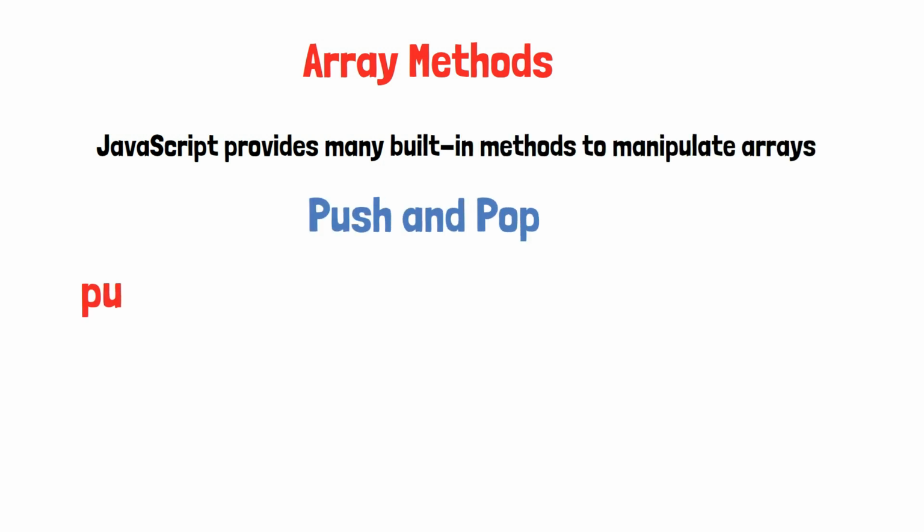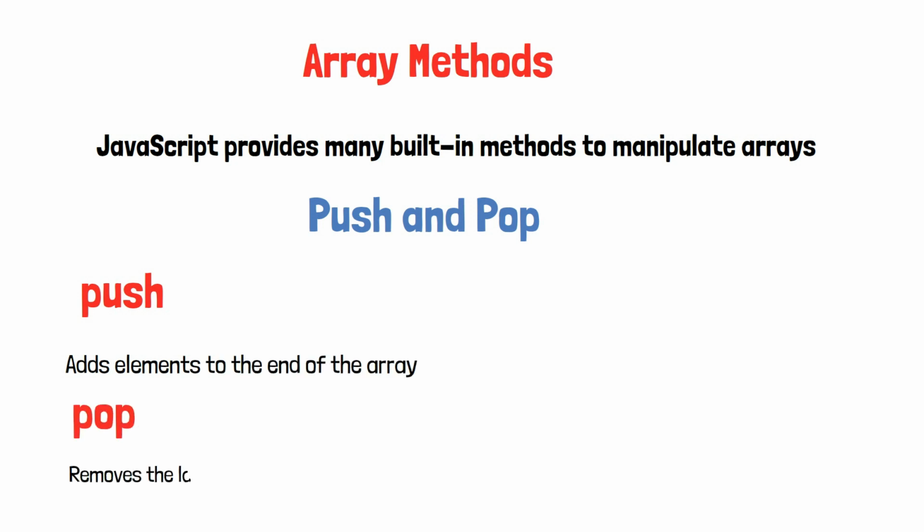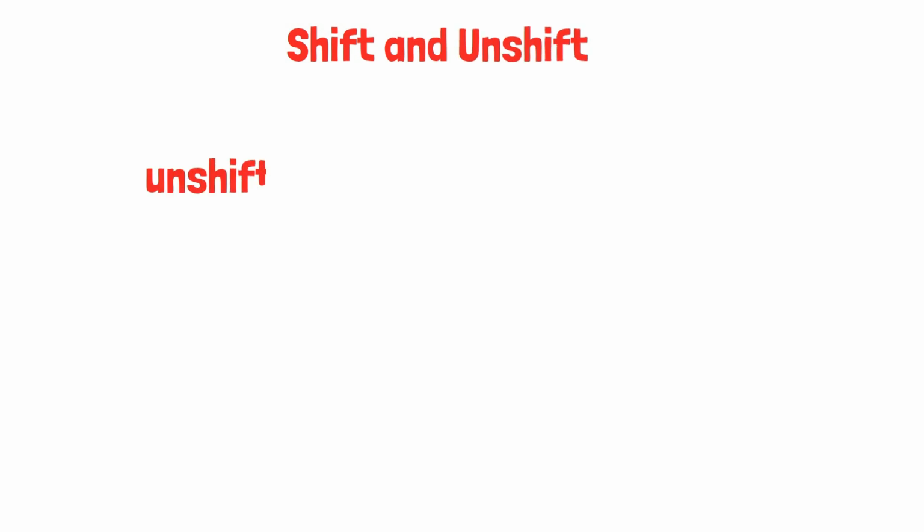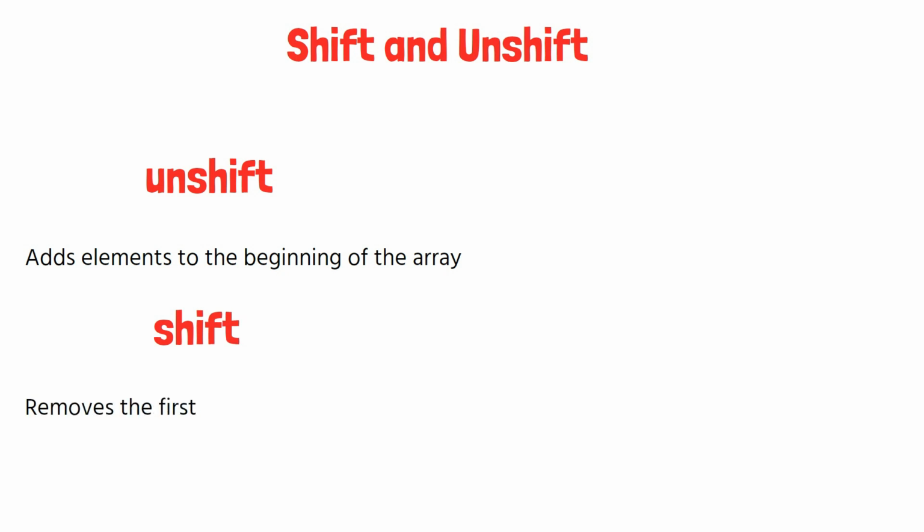Push and pop. Push adds elements to the end of the array. Pop removes the last element from the array. Shift and unshift. Unshift adds elements to the beginning of the array. Shift removes the first element from the array.